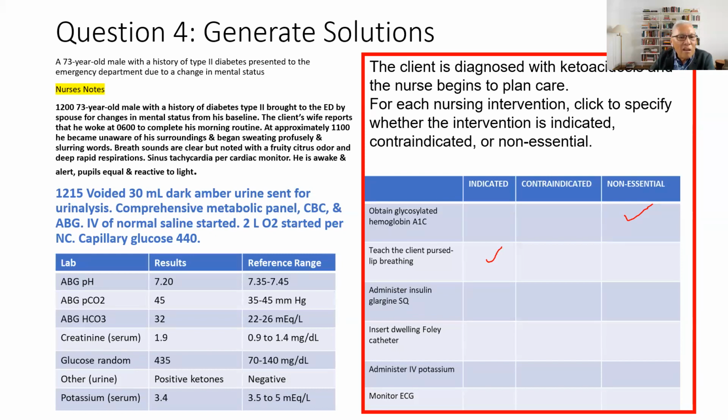Administer insulin glargine. What is insulin glargine? No, it's long-acting. We need a short-acting type of insulin and not glargine. So this one is going to be contraindicated, right? Because of the fact that this is not going to correct the problem. How about insert indwelling Foley catheter?